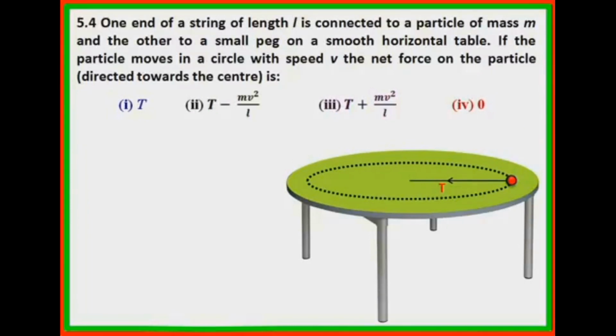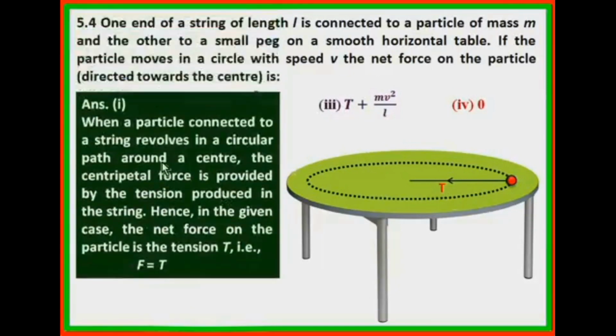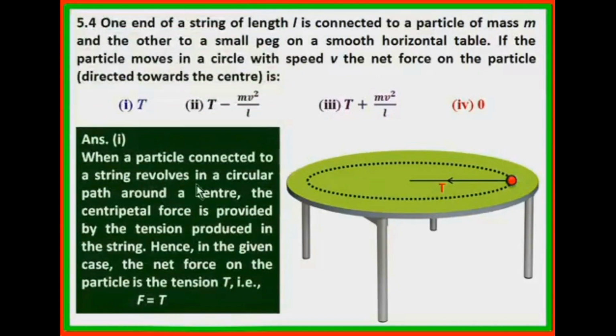So when we rotate it, the peg will try to move out of the circle, but this restoring force, that is the tension force acting on the thread, tries to pull it inward toward the center of the table. That means this tension force is equivalent to the centripetal force, which allows the object to revolve in the circle.